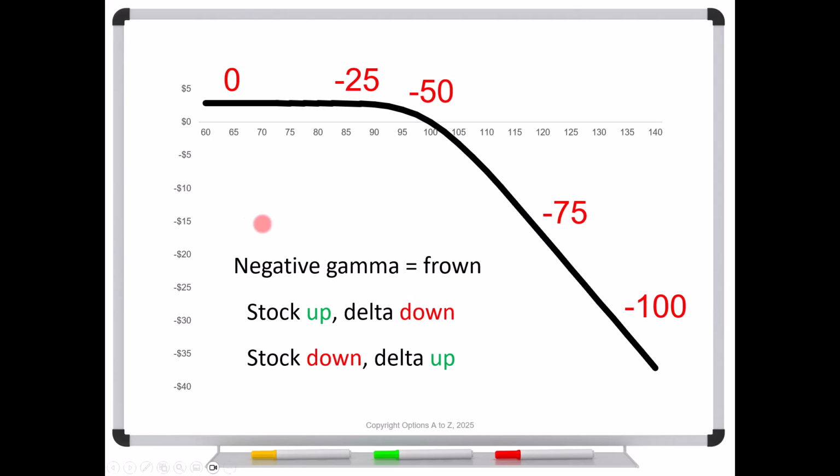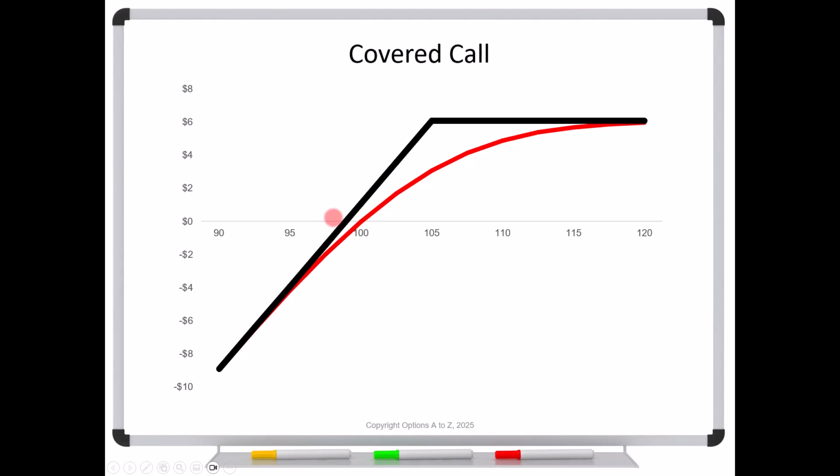Well, here's a simple example. Let's look at a covered call. We own 100 shares of stock, and we've sold a call. So here maybe we sold the 105 call. There's our bend. What kind of gamma does long stock have? 0. What kind of gamma does a short call have? Negative. So 0 plus a negative is going to give us a negative gamma. And we can see it here. Got this kind of a frown shape to it.